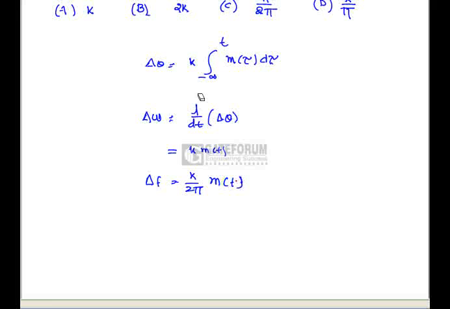Here delta f RMS equals k by 2 pi times the RMS value of m(t), whose PDF is f_m(m), which is 2, which is nothing but k by pi. So option D is correct.